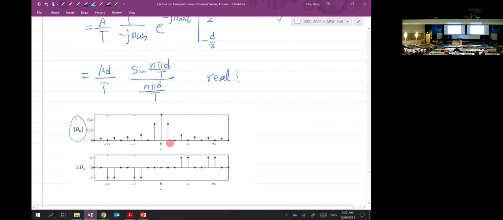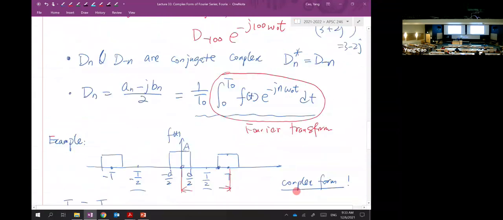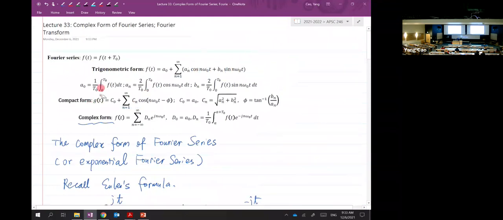As I mentioned, this is not going to be tested in the final exam, but as a complete package of Fourier series, there are 3 ways to write Fourier series: trigonometric, compact, and complex form. In the final exam, the focus should be on this trigonometric form. If you're tested, that will be part of the test. I think there should be a question on that.